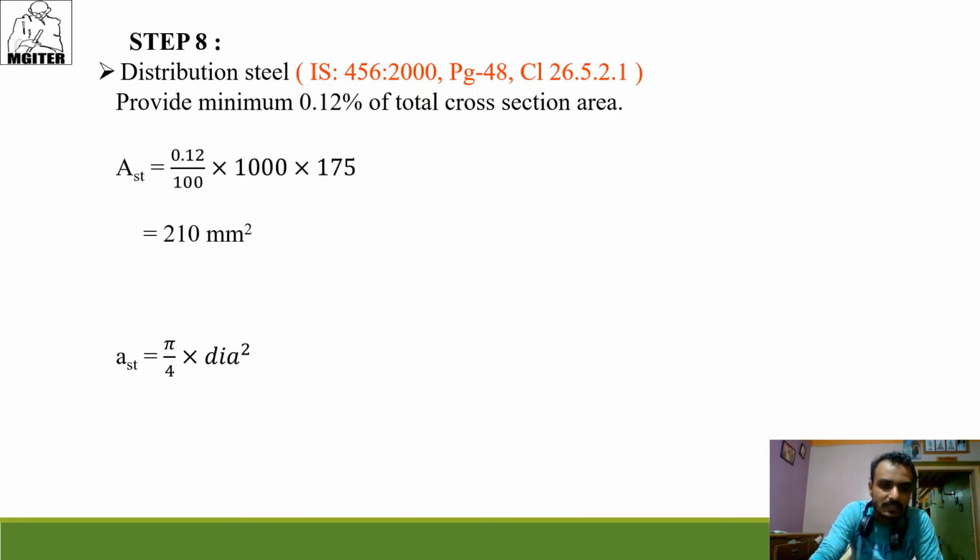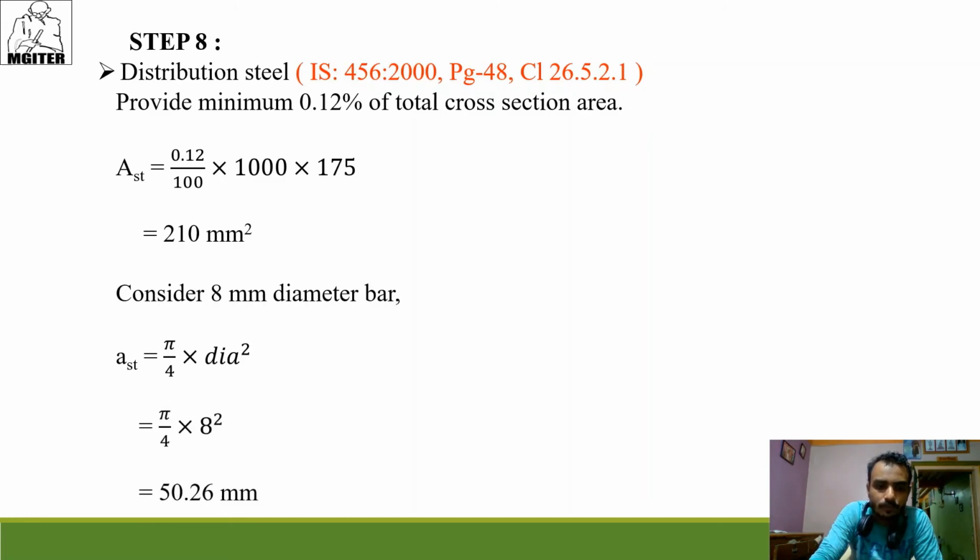So Ast is 0.12 divided by 100 into 1000 into 175. So Ast is 210 mm². Then for the distribution steel, we assume an 8 mm diameter bar. So small ast is 50.26 mm².